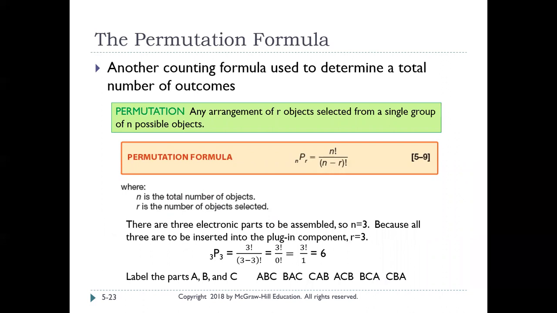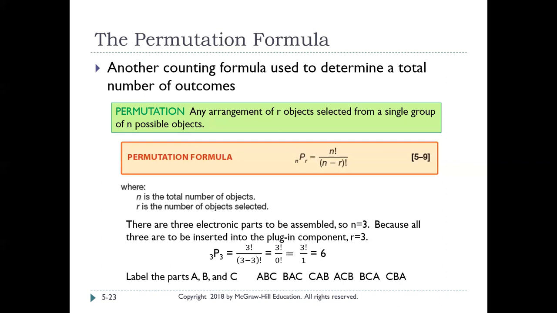One of the last 2 formulas we're going to talk about is the permutation formula. What this is going to tell you is the number of arrangements you can make by selecting r objects. And when I say r, I mean a number of objects selected from a single group of n total objects. For example, let's say you have 8 shirts. You want to come up with the shirts that you're going to wear over the course of the week. So 5 days. So r would be equal to 5. You're going to select 5 objects out of a total possible group of 8.